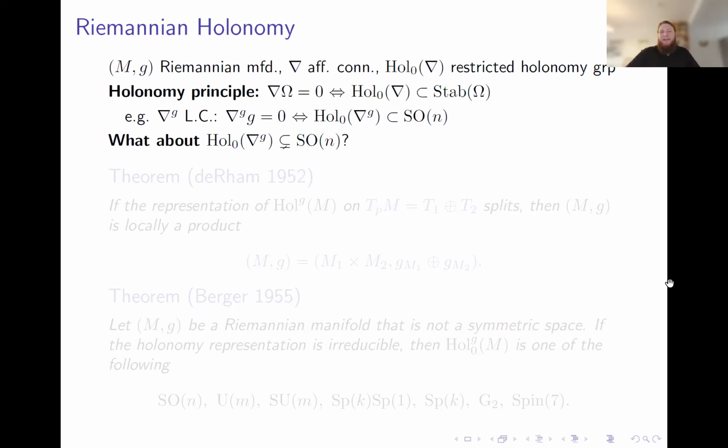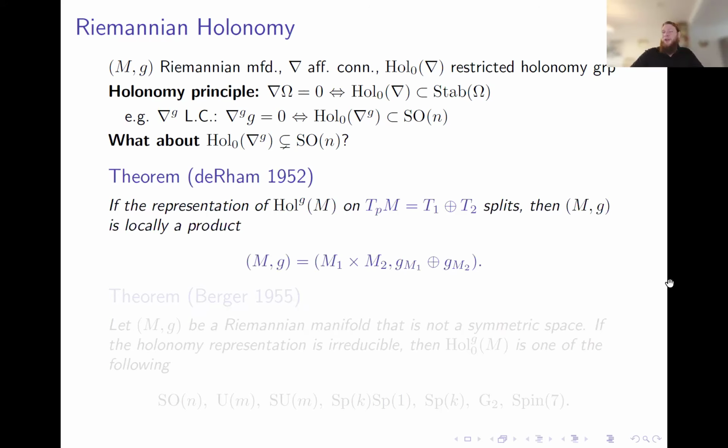And then the classic question people asked back in the 50s: what are the possible holonomies if they're a strict subgroup of this special orthogonal group? There are two theorems, and you probably all know these theorems very well. The first one was by de Rham: if the holonomy representation splits, then the two factors are basically the tangent spaces of two manifolds, and our manifold is a product manifold, at least locally. We can go to the universal cover and then it's global.